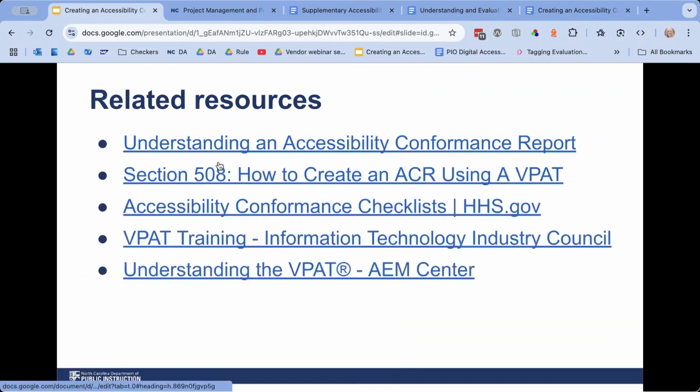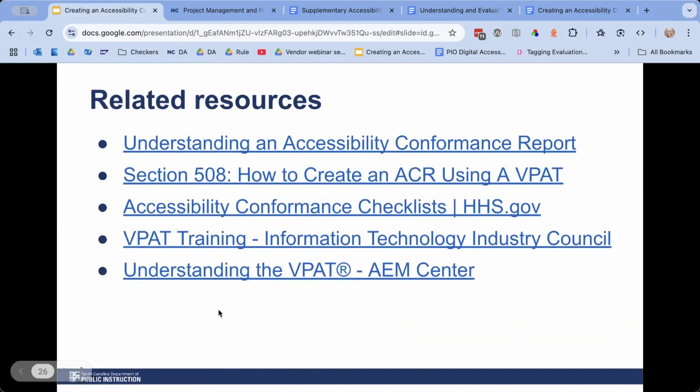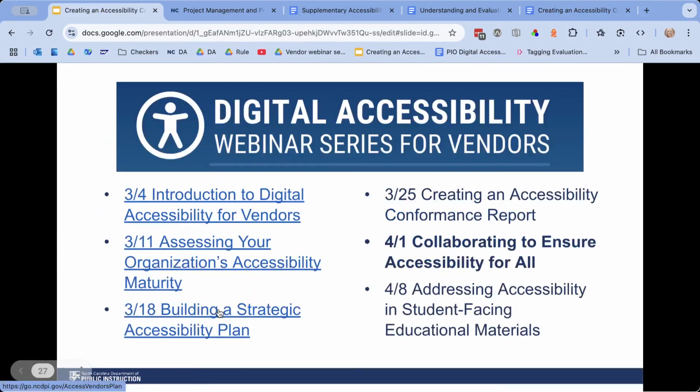And here are some related resources around accessibility conformance reports. And the last 2 webinars in the series will take place on April 1st and April 8th. We're going to talk about collaboration. And then if you are an ed tech vendor and are potentially supplying or looking to supply solutions in the landscape of education, then I encourage you to join the session on April 8th, because we're going to talk about the additional lens to accessibility that we need to address, which is ensuring that for our students with disabilities, we are ensuring that we have alternative formats available to students. So we'll talk about some student-facing specific accessibility needs in that last webinar.